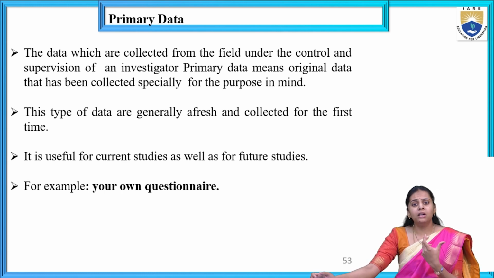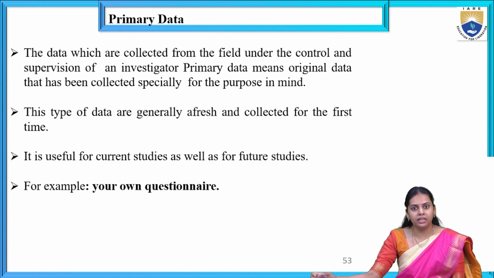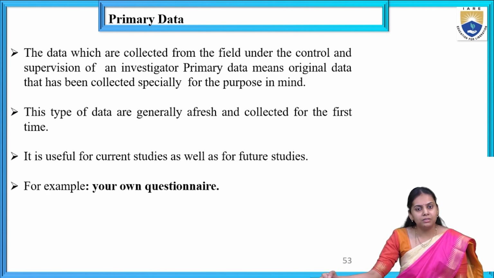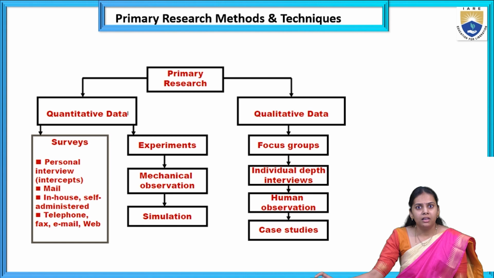For example, your own questionnaire, a researcher's own perspective of thinking. Based on this, data is collected by the concerned researcher. So that was the very original, first time collection of the requirement. So this is called primary data. Whereas primary research again has two types, called quantitative data and qualitative data.